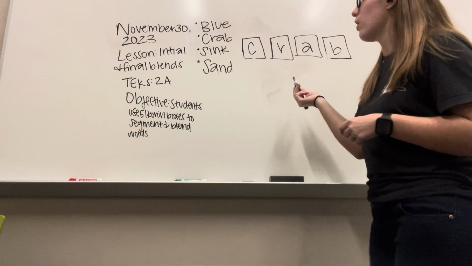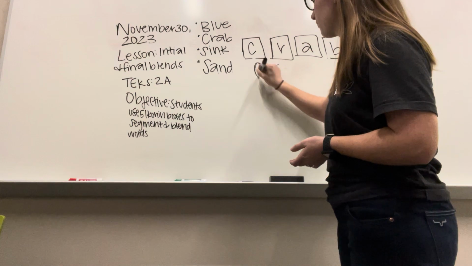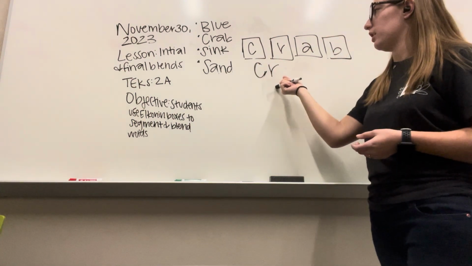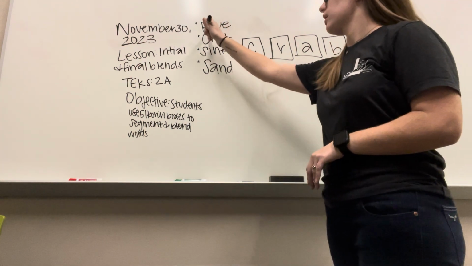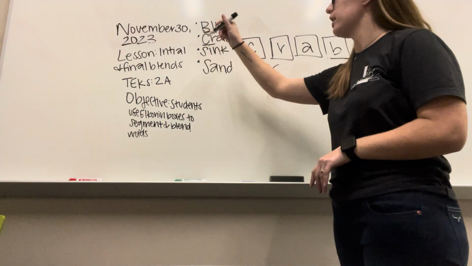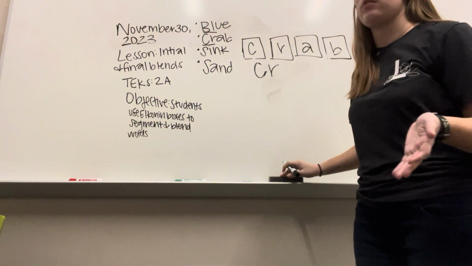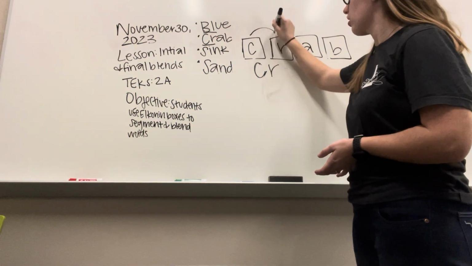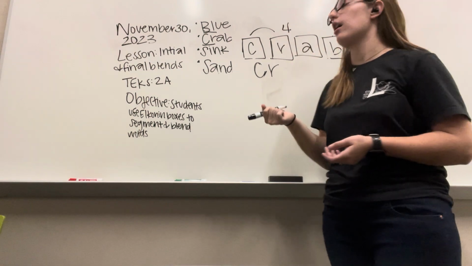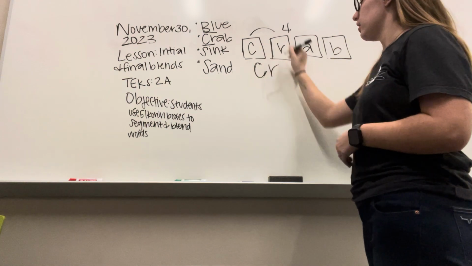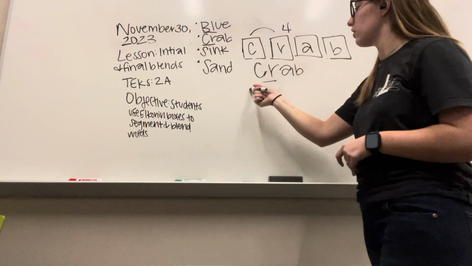Crab. So what is the initial blend in the word crab? This is the initial blend. So an initial blend, I forgot to say this at the beginning, is the blend at the beginning of the word. Like in blue, it is BL, and in crab, it is CR. So how many phonemes are in the word crab? There are 4 phonemes in the word crab. And so we would take the initial blend and put it together, and then we would add the last 2 phonemes, and we would get the word crab.